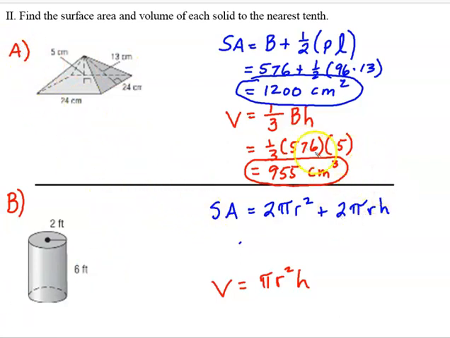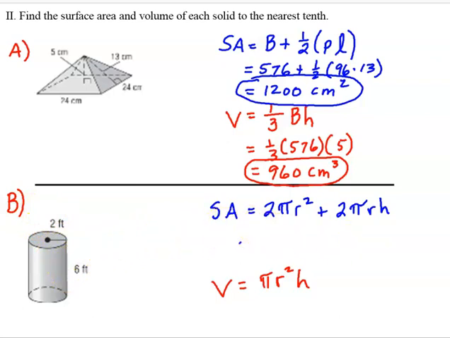I just realized, sorry about that, when I keyed in my calculator, I did 573 instead of 576. So I need to make a little adjustment here. Let's try 576 divided by 3 times 5. Yeah, it should be 960. A little keystroke error there. Okay, all right, let's try letter B.